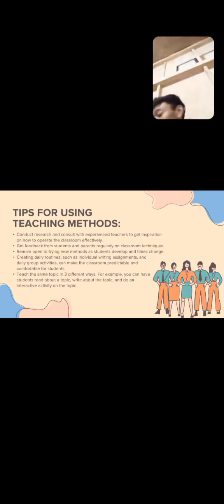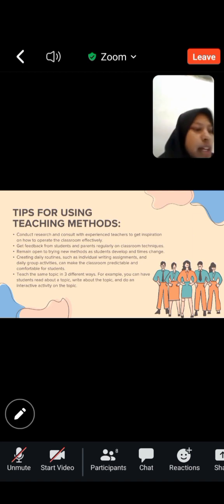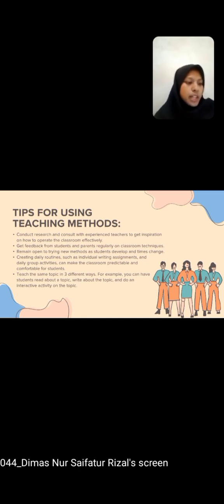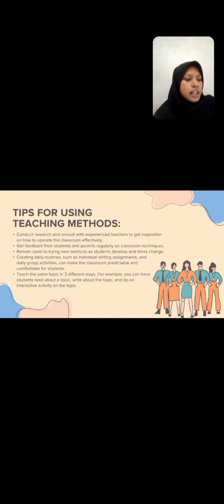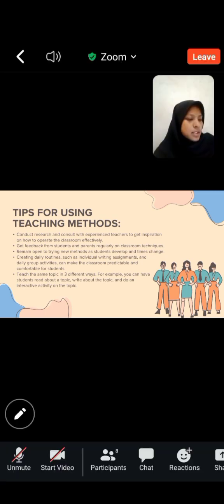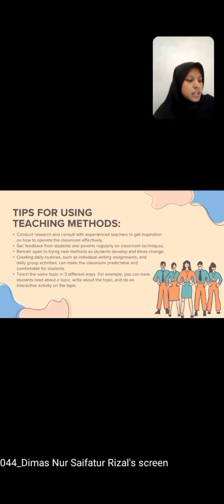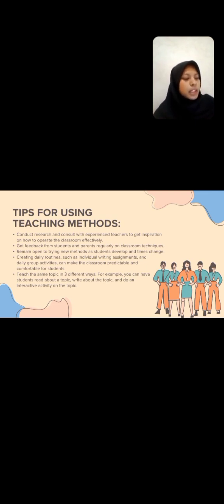So next. Okay, next we have tips for using teaching methods. First, conduct research and consult with experienced experts to get inspiration on how to operate the classroom effectively. Second, get feedback from students and parents regularly on classroom techniques. Third, remain open to trying new methods as students develop and times change. Fourth, creating daily routines, such as individual writing segments and daily group activities, can make the classroom predictable and comfortable for students. And last is teach the same topic in three different ways.